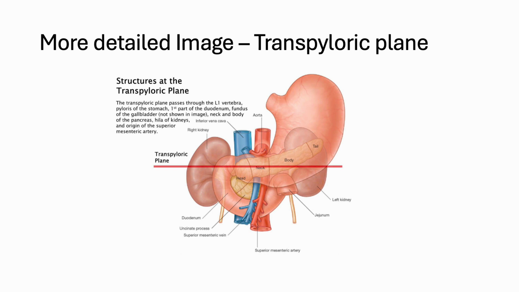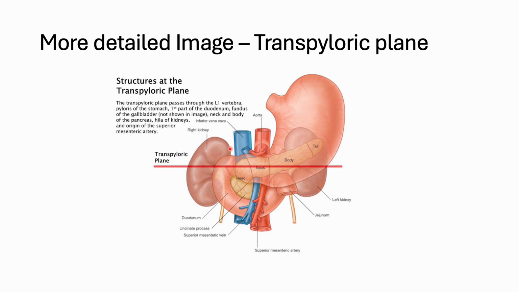Okay, because I felt really bad about the last image, I added a more detailed image, and this is from my wonderful professor of anatomy. He was very detailed. So this is going to be the transpyloric plane, so you can see it right here. And then we said it goes through L1, which you can't really see here, but we do see the pylorus of the stomach.